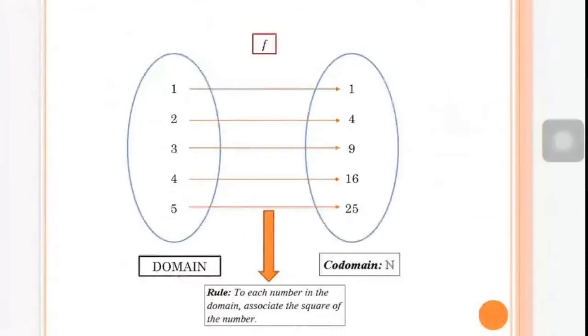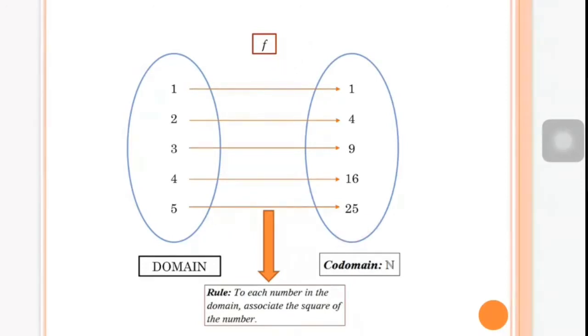When you write it in diagram form, this is your f, the function name, this is your domain here, and this is your codomain. The rule that matches domain to codomain is: to each number in the domain, associate the square of the number. So the square of 1 will be 1, the square of 2 will be 4, the square of 3 will be 9, and then 4 and 5. Domain, codomain, name of function, and the rule.